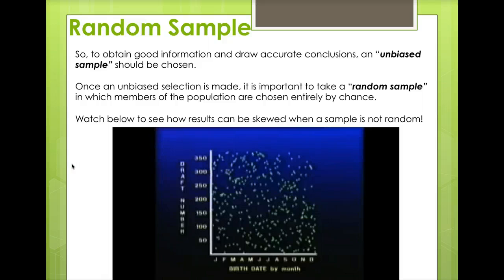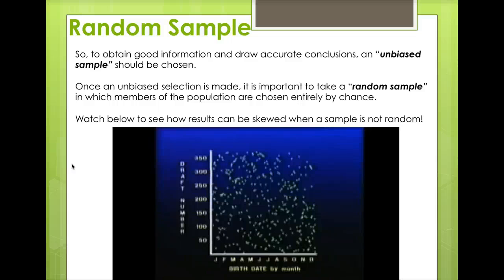Okay, so now we've learned that to obtain good information and draw accurate conclusions, you need to obtain an unbiased sample. Another example would be if you're trying to figure out how people like football games, you wouldn't go to a football game and sample those people, since they're already at a football game, chances are they already like football games.